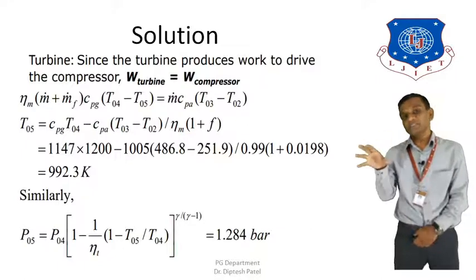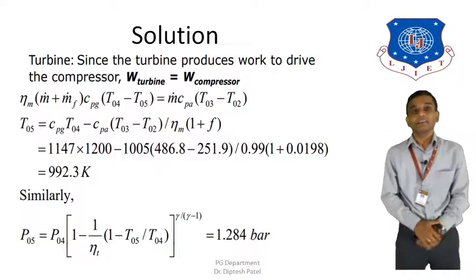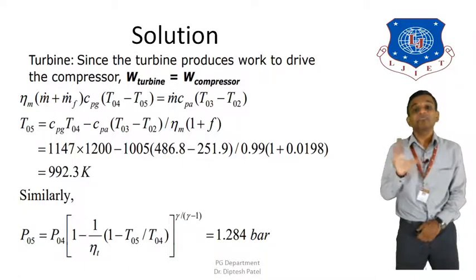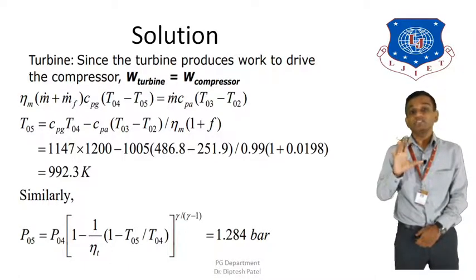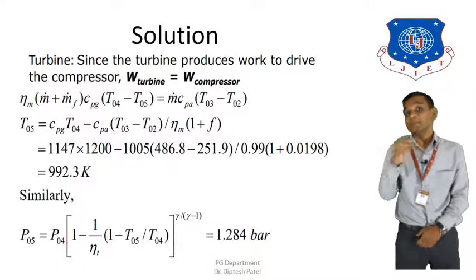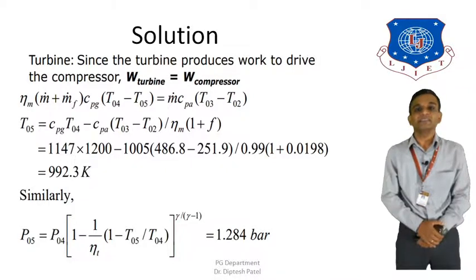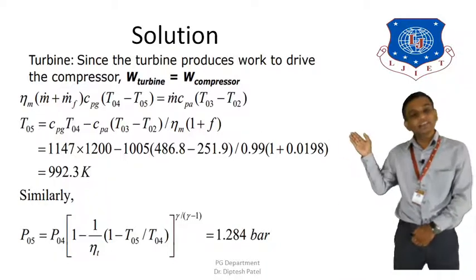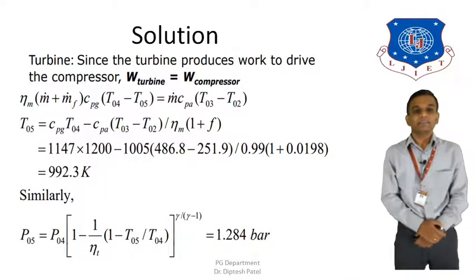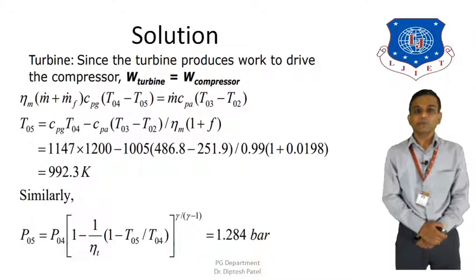Now let's move forward to the next sections in the TS diagram. If you have a look at the sections of the turbine, since we know that the turbine work, which generates the power, is supposed to be equal to the compressor work, on the basis of that I should be able to write that the work generated in the turbine is equal to the work consumed in the compressor. So W turbine is equal to W compressor. After going through the expansion I should be able to write eta_M inside the bracket m dot plus m dot_f, into CPG times (T04 minus T05), is equal to m dot CPA inside the bracket (T03 minus T02), right.